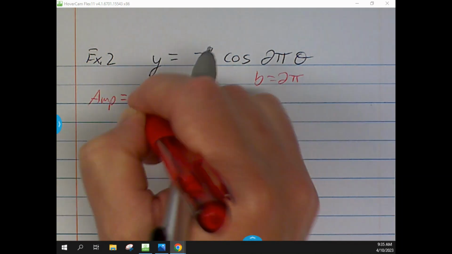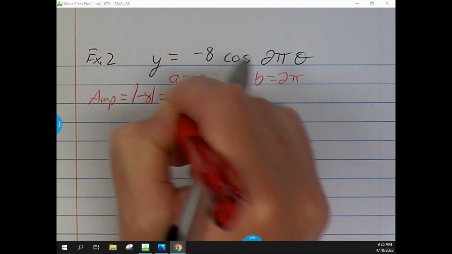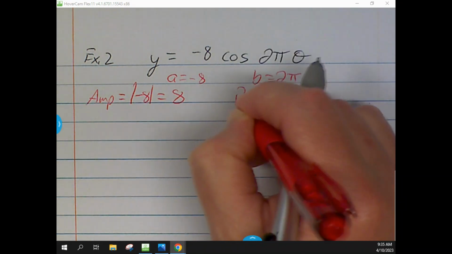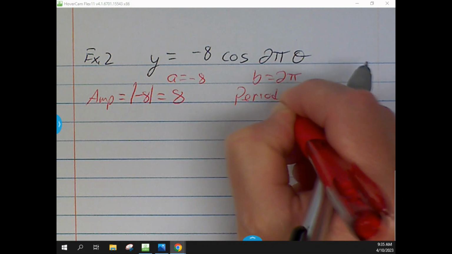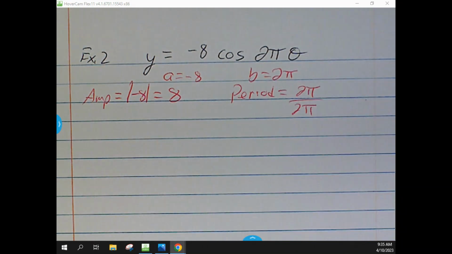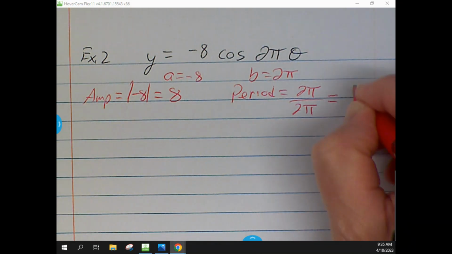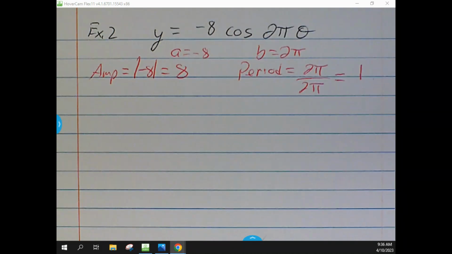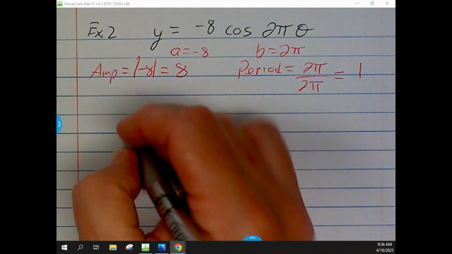So for the amplitude, it's the absolute value of negative 8, which is just 8. And again, the period is 2 pi divided by the b value. So it's 2 pi divided by 2 pi, which is just 1, because everything cancels. And if you're thinking, well, how are we going to show that on the number line? Well, it's going to be easier than what you think it is. Don't overthink it in this case.